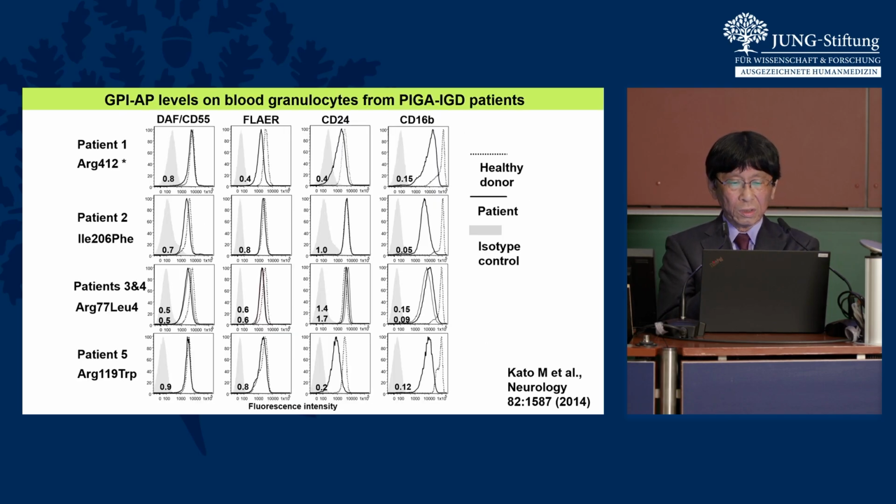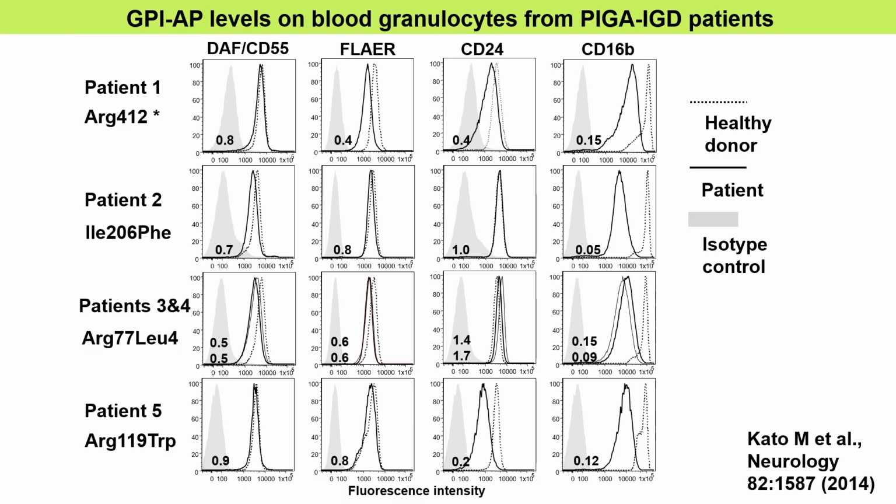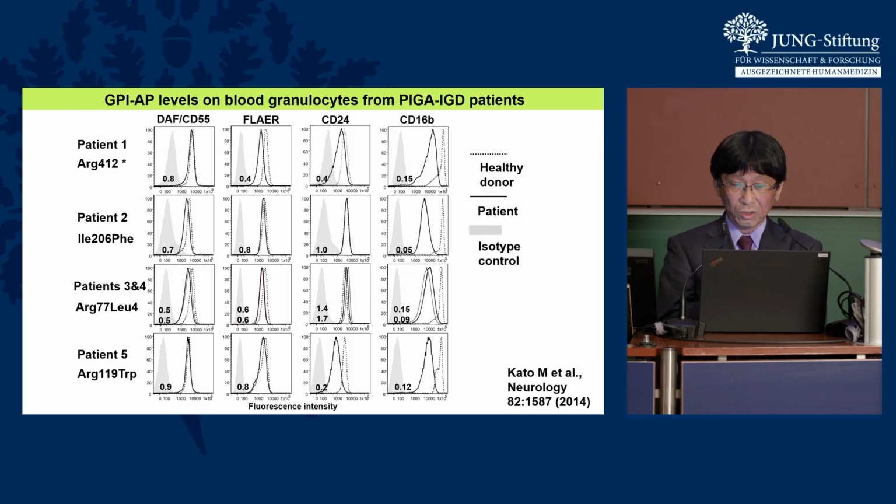So this shows the level of some of the GPI-anchored proteins on the blood granulocytes from PIG-A IGD patients. The 5 patients have different mutations. And among the various GPI-anchored proteins, CD16B, which is Fc gamma receptor type 3, is the most sensitive to the mutation. And only 5 to 15% of the normal level remained. So this is the best marker to diagnose the IGD.